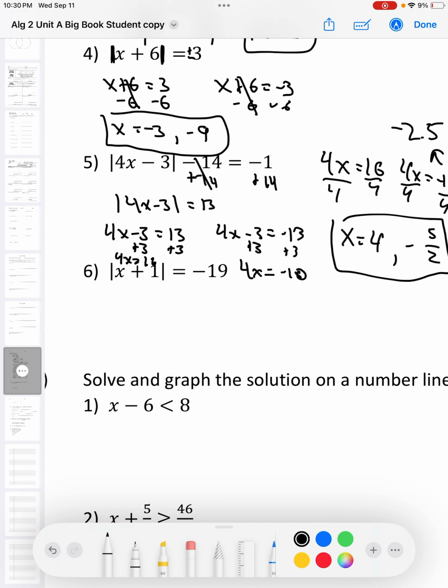For number 6, it looks like it's simple, already ready to go. We have the absolute value by itself. However, the absolute value is equal to a negative number in this case. But you cannot have an absolute value that's equal to a negative number because it tells you the distance from 0. Distance is always positive. So number 6 actually has no solution, because it's not possible for an absolute value to equal a negative number.